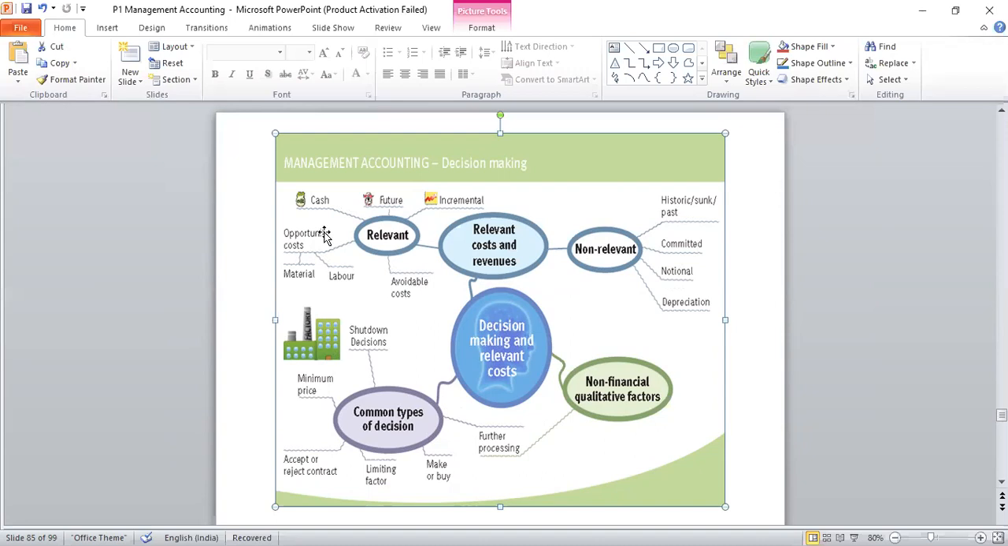Then all cash transactions are relevant because the amount of cash has to be paid in the current period. Any future cash flows are also relevant, because we would be considering whether to go ahead with the investment in the present. Those cash flows are also relevant for decision making.